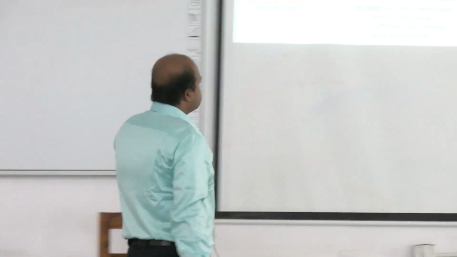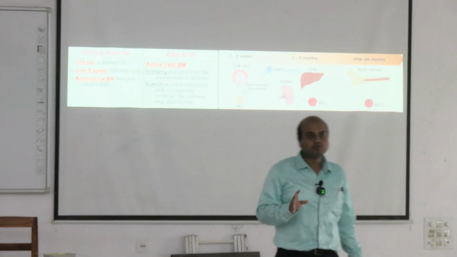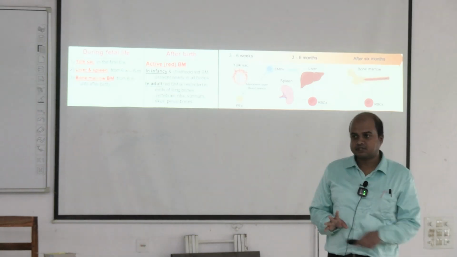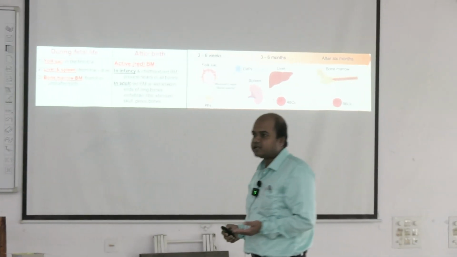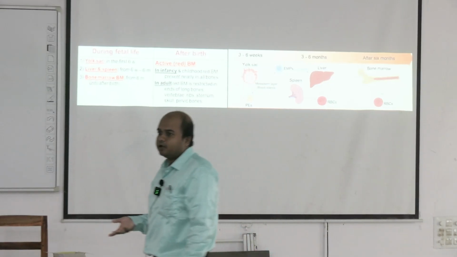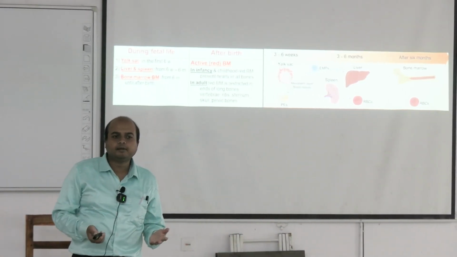Okay. So, among the sites of hematopoiesis, first we will consider erythropoiesis. Erythropoiesis means generation of RBCs. The sites of generation of RBCs, obviously in the embryonic stage, while the organs are still being formed.